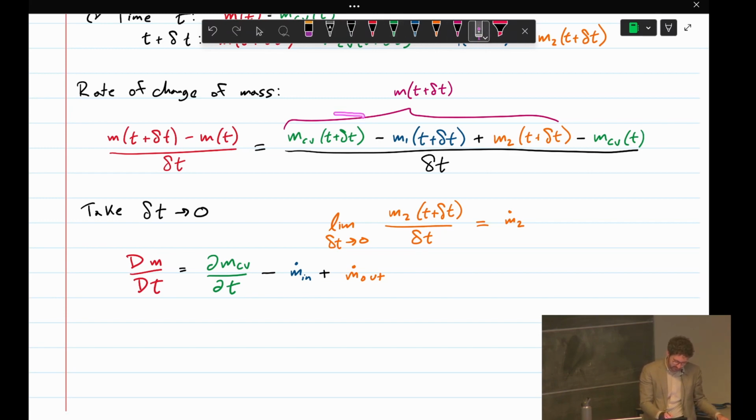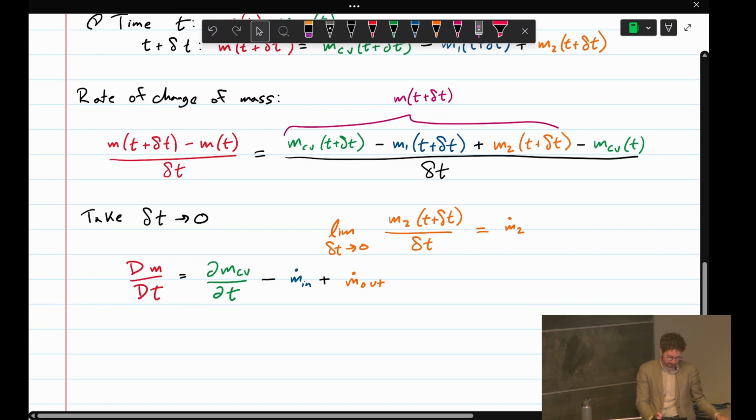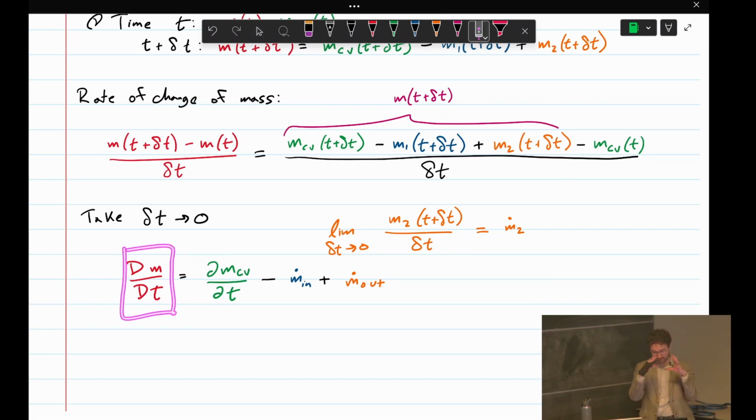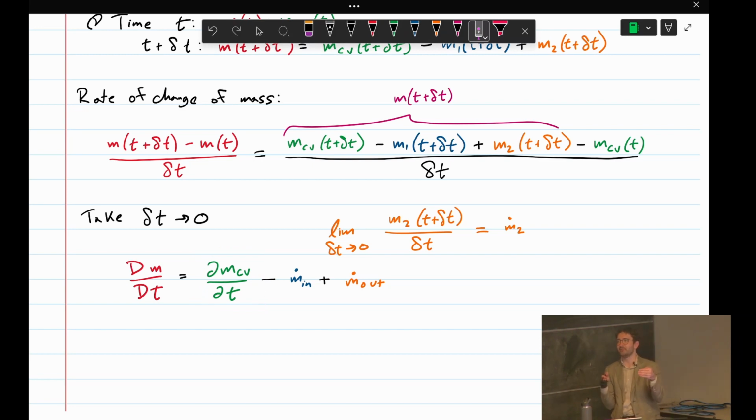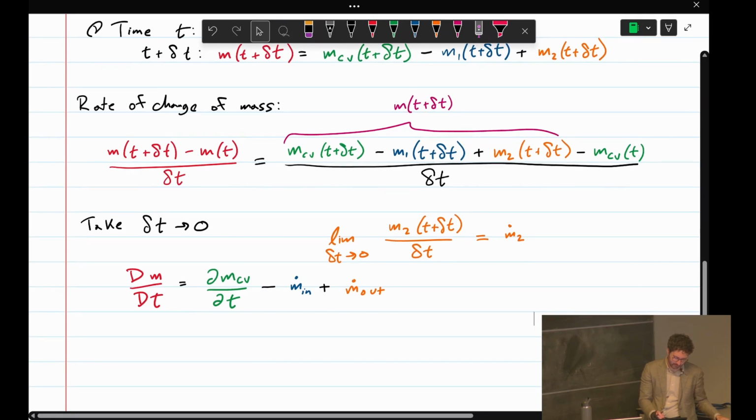So our Eulerian control volume masses combine into this partial derivative term. Then in the limit, these m2 over t plus delta t over delta t each go to the mass flow rate. So what we see is that the change in mass of our Lagrangian thing we're following is going to be that local rate of change of the mass in the control volume minus the mass that's entered the control volume plus the mass that's gone out of that control volume.